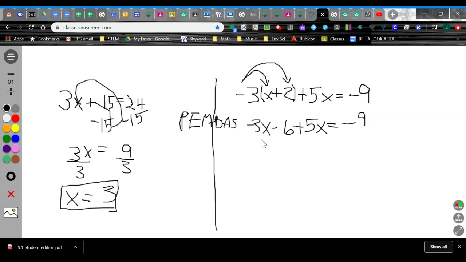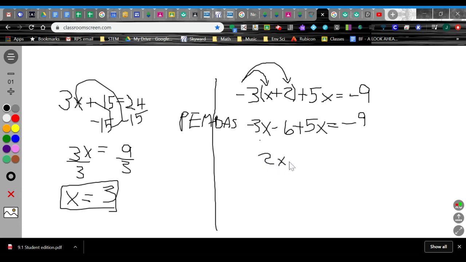Okay, so now we have to combine our like terms. Like terms are anything that have the same variable. Technically to the same power, but we're not really there yet. So anything that's a variable or no variable at all. So negative 3x plus 5x are common, so that's going to be 2x.